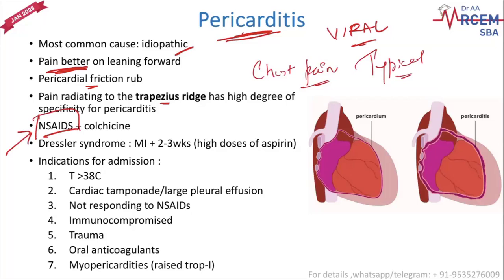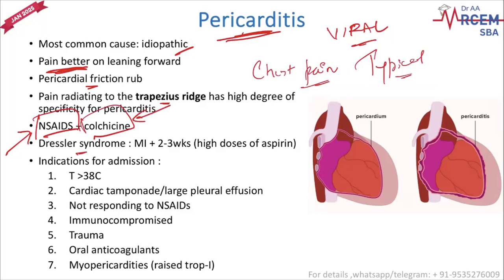If the pain is not subsiding in spite of giving NSAIDs, we tend to add colchicine. Sometimes cardiologists prefer adding colchicine at the first presentation itself. This was tested in the last exam. So remember, colchicine can be added to an NSAID if the symptoms are not reducing.